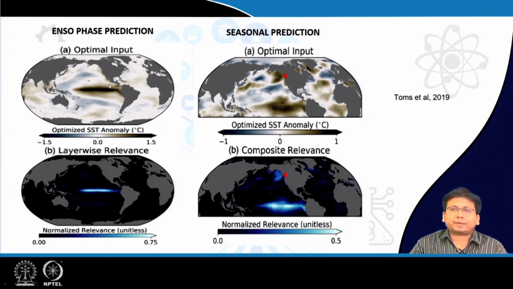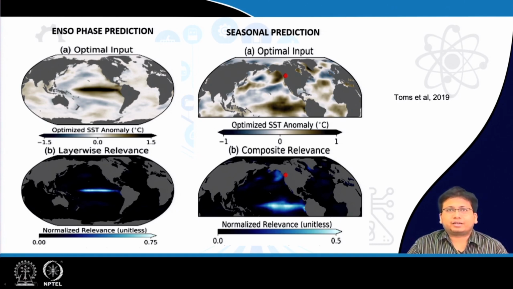It was just given maps of the sea surface temperature all over the world, and it had been informed that this is an El Nino phase or this is a La Nina phase. The model is itself able to understand that it is because of this region that you are calling it either El Nino or La Nina. Similarly, in the case of layer-wise relevance propagation also, it's precisely these locations which have the relevance, not any other location.